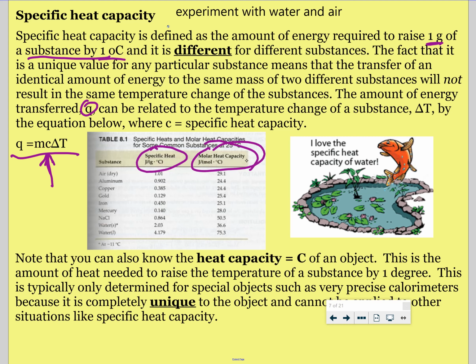Note that the heat capacity sometimes you'll see is capital C, and this is for a given item. It doesn't depend on the grams, it's just the whole item. Normally you see this when we're doing calorimetry, and you'll find the C for the calorimeter, which is the item that you put your reaction or your items into to figure out how much heat is gained or lost by that calorimeter.